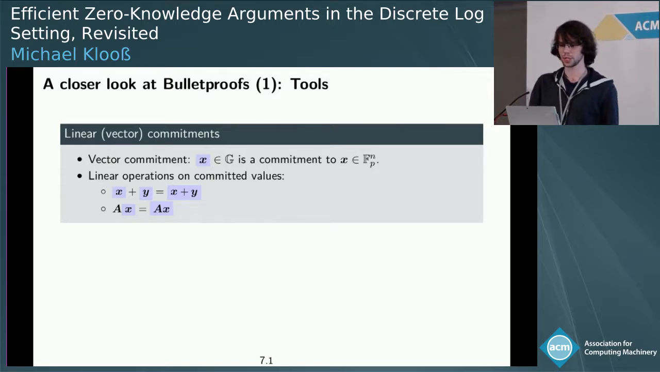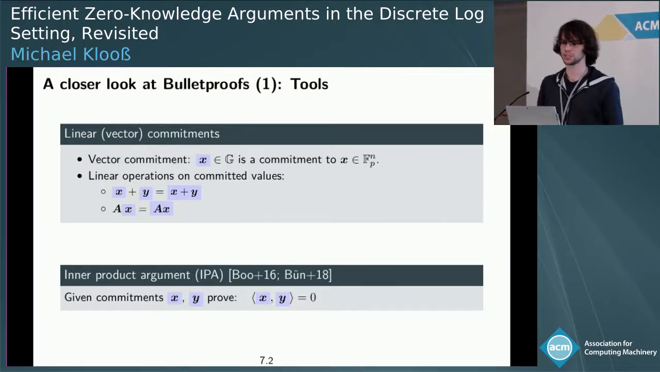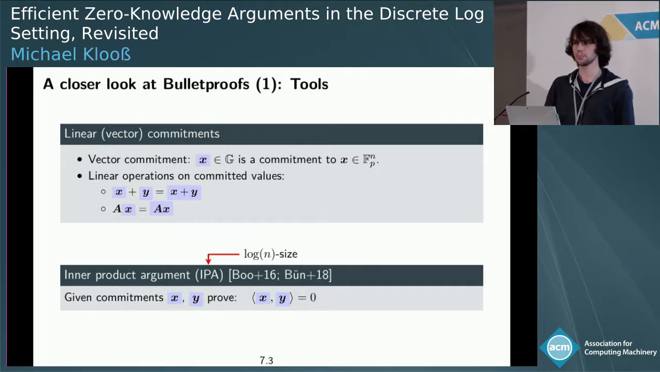And with this, we can build the inner product argument, which is the core tool of bullet proofs. And this was built by Bootle et al. and optimized by Bünz et al. And this basically proves that given two commitments, their inner product is 0. And the important thing here is it's logarithmic in size. So this is where the succinctness of bullet proofs is coming from. And it's not zero knowledge.